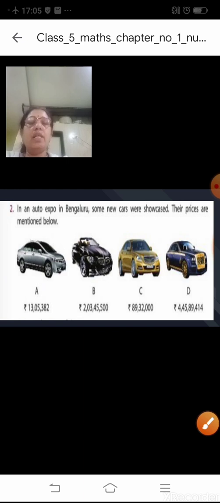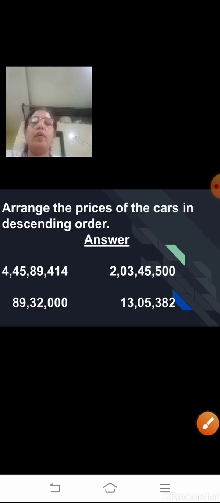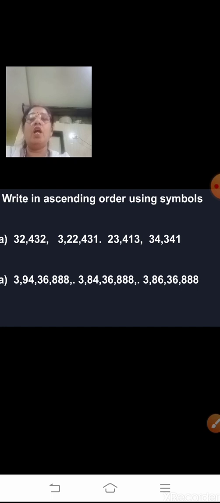So when you arrange these numbers in descending order, you will get it as the first number as 4 crore 45 lakh 89,414. The second one is 2 crore 3,45,500. Third number is 89 lakh 32,000, and the fourth number is 13 lakh 5,382. So this is how we have arranged the prices of the cars in descending order.